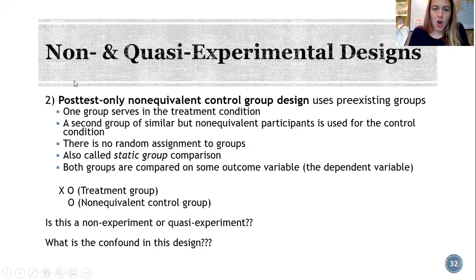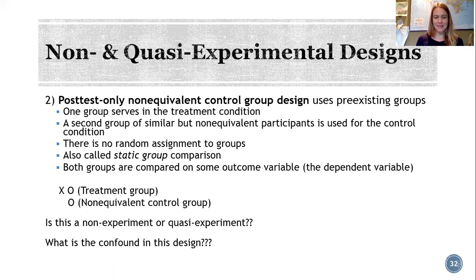So what do you think? Is this a non-experiment or a quasi-experiment? In answering that question, I want you to think, what is the confound in this design? What are some other ways that kids in Hamilton versus Niagara, kids that get the intervention versus don't get the intervention, may differ that has nothing to do with their intervention? Why don't you pause the video here and see if you can think of that? What are some factors that can impact a child's reading skills that are independent of their intervention? Think about that now.